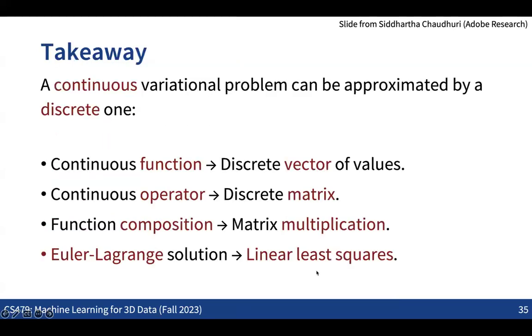So that's basically the high level idea: the continuous function becomes a discrete vector, the operator becomes a matrix, and the function composition becomes matrix multiplication. And solving all of the Lagrange equation becomes solving the least squares in matrix form.